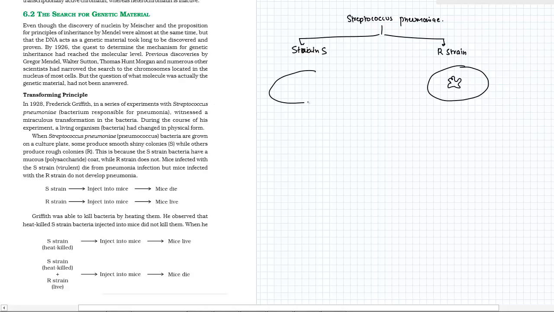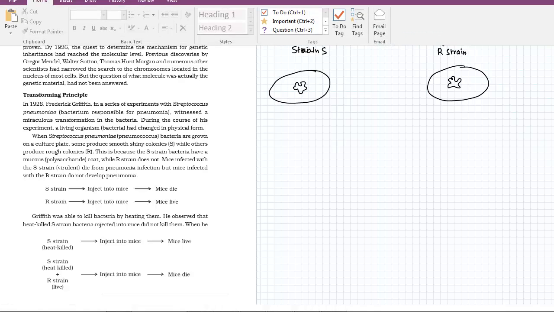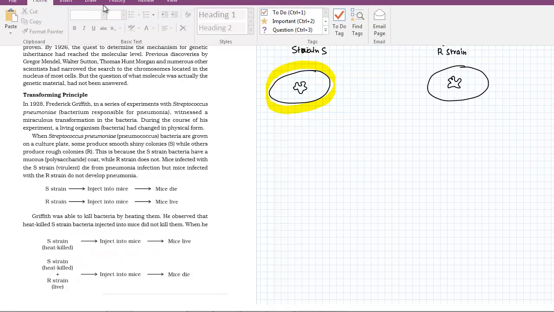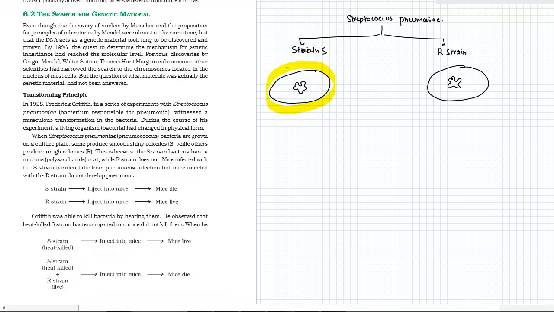This is rough relative to the S strain, which was very smooth and shiny in its outer appearance. So if this is the S strain of the same bacterium, along with the genetic material it had one very nice covering, and this covering was a glycoprotein layer, and this was virulent in nature. Okay, so this was the reason why people were getting those diseases. So this outer covering will be, let us say, the glycoprotein.